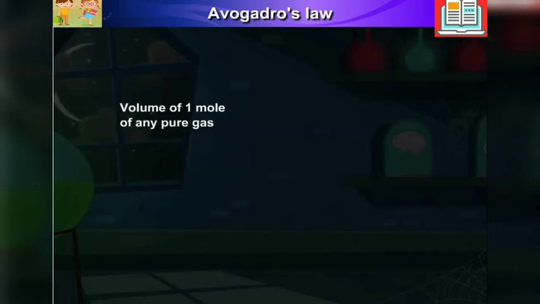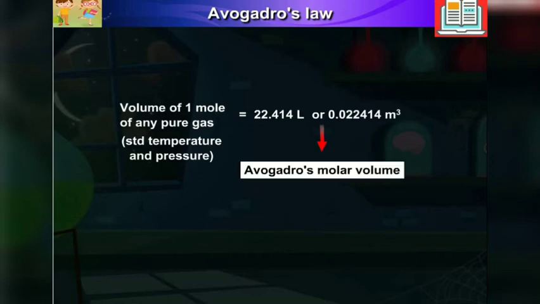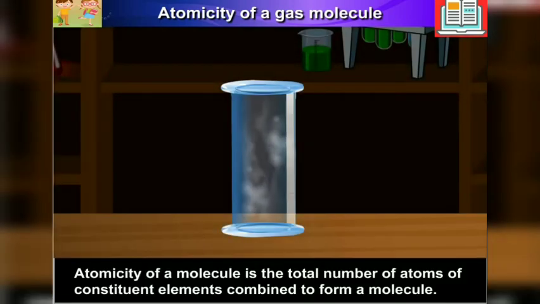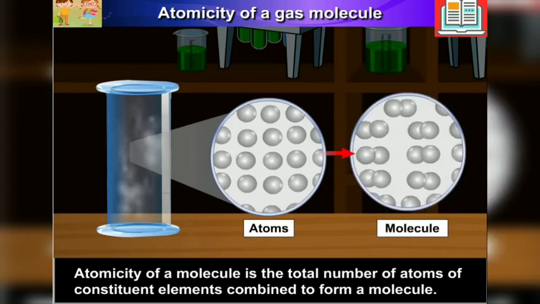Hence, the volume of 1 mole of any pure gas at standard temperature and pressure is always constant, equal to 22.414 liters or 0.022414 cubic meters. This value is called Avogadro's molar volume, or molar gas volume at STP. Atomicity of a gas molecule: the atomicity of a molecule is the total number of atoms of constituent elements combined to form a molecule.